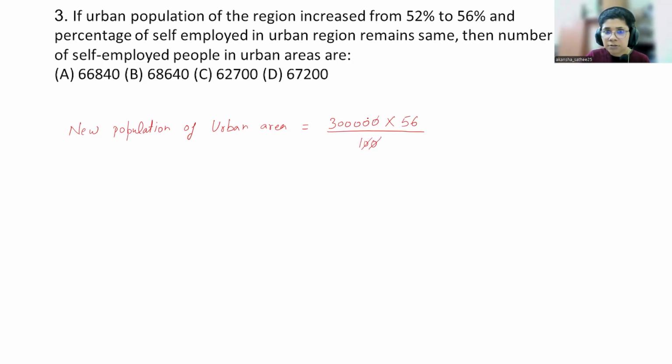This multiplication you have to do. Okay, so let me do this multiplication. So 3,000 into 56. It is equal to 1,68,000. Okay, so this is the new working population of the urban area. Now, self-employed person, this percentage is still the same.